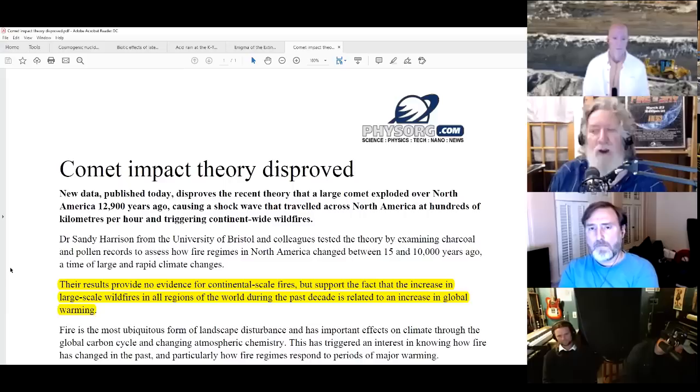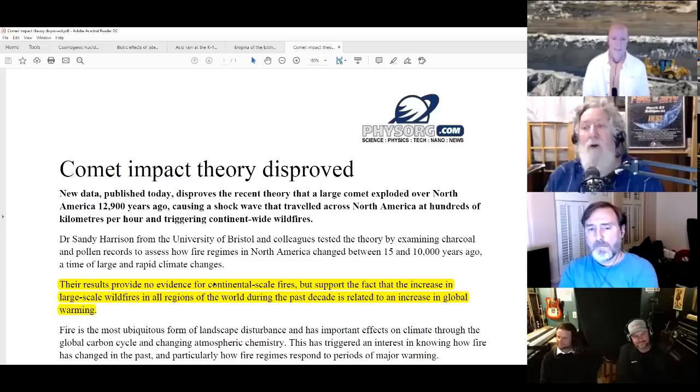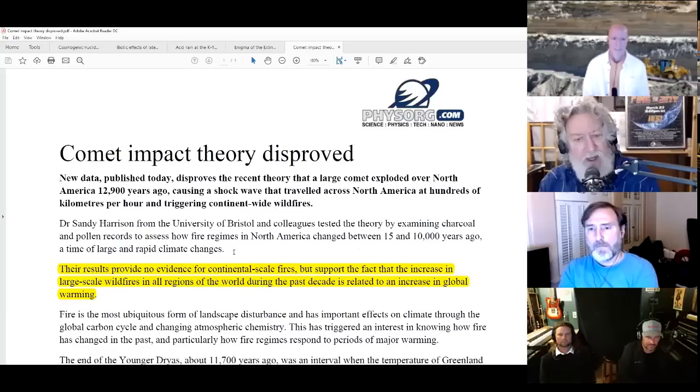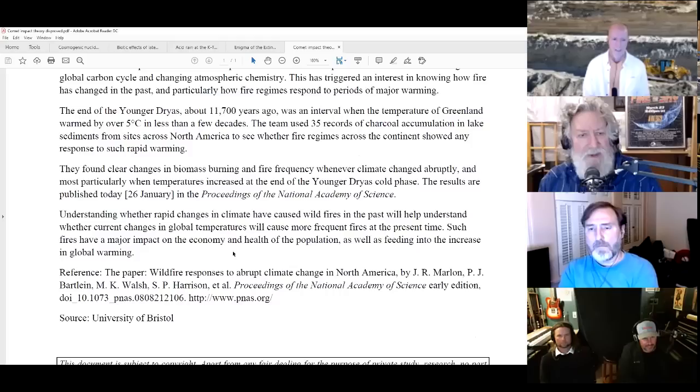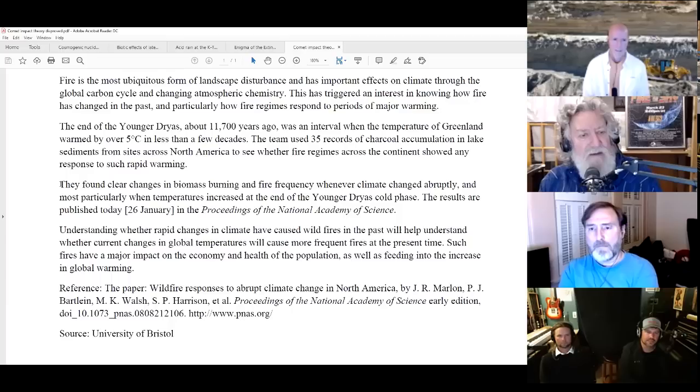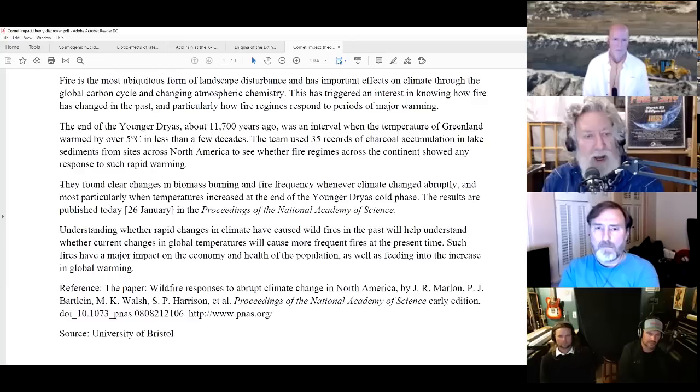Ooh, surprise, surprise. Okay, do you see how there's an important indicator here that there's politics at work? Agenda. And now, interestingly, look what they say here. They found clear changes in biomass burning and fire frequency whenever climate changed abruptly, and most particularly when temperatures increased at the end of the Younger Dryas cold phase.